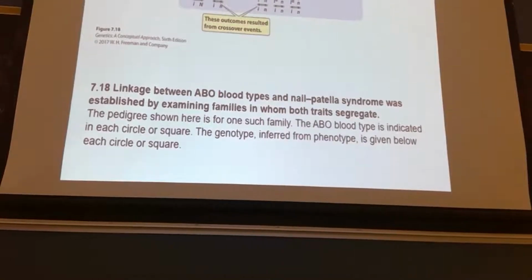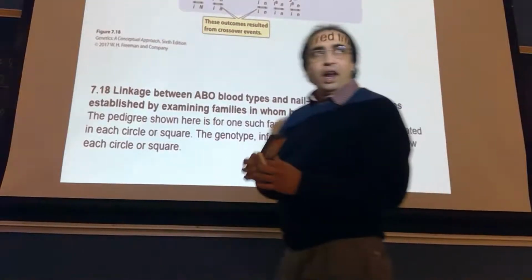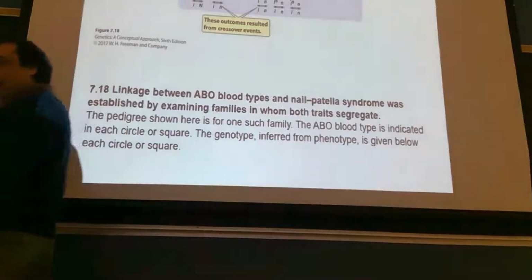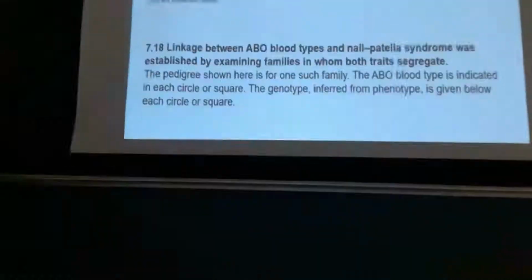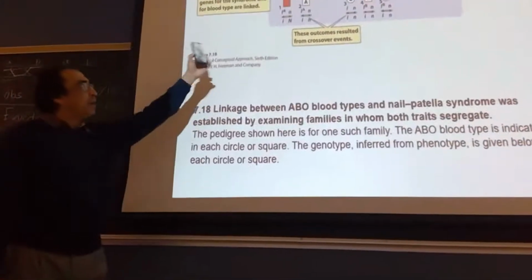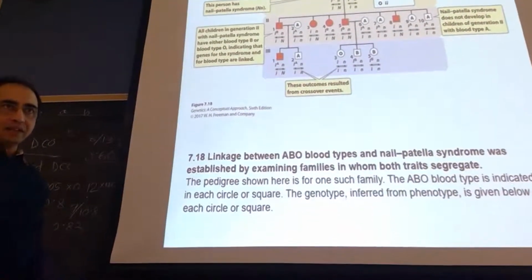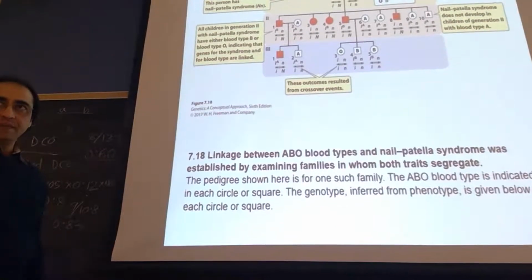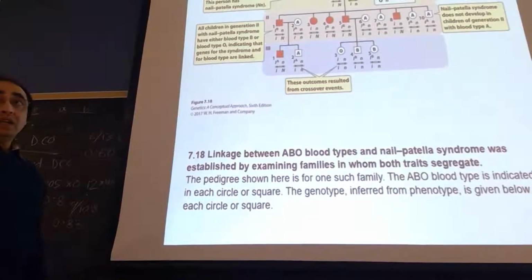Children with type B or O have this syndrome. In this generation, all the A blood groups don't have that kind of syndrome. There is no syndrome at all. Only the B or O blood groups got the syndrome, nail patella syndrome. What does it mean? It means that there is a link on the B.